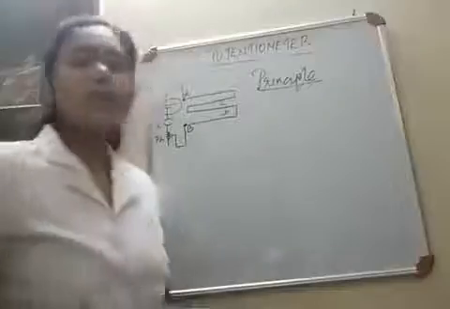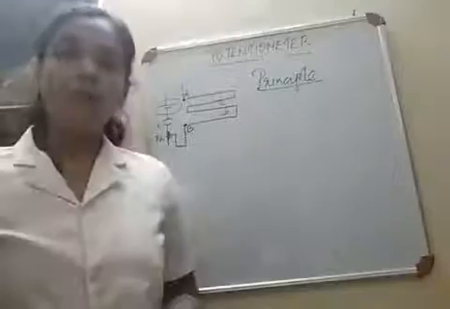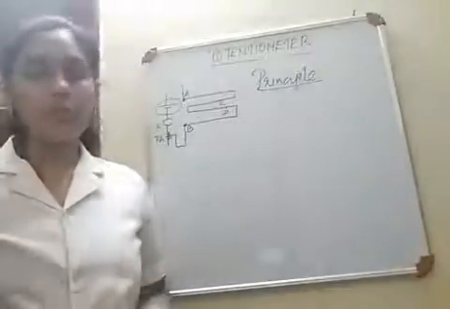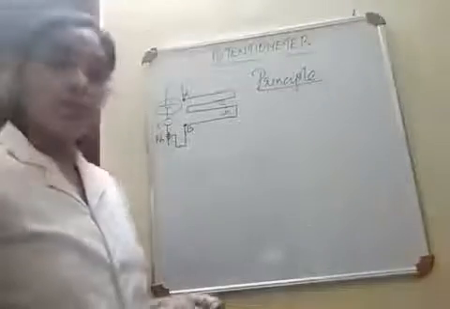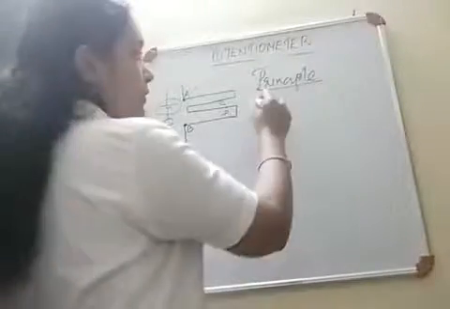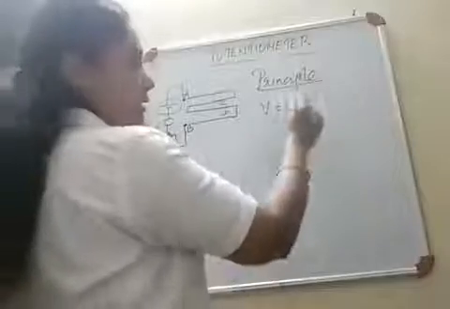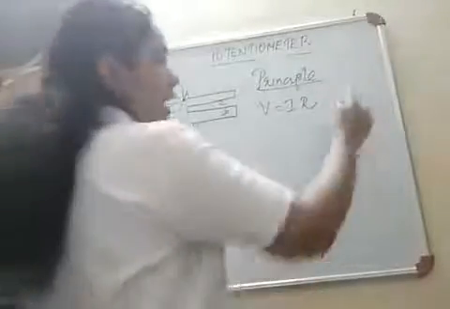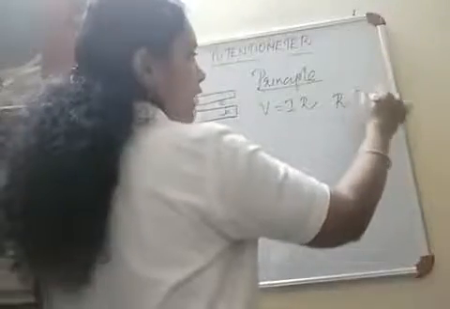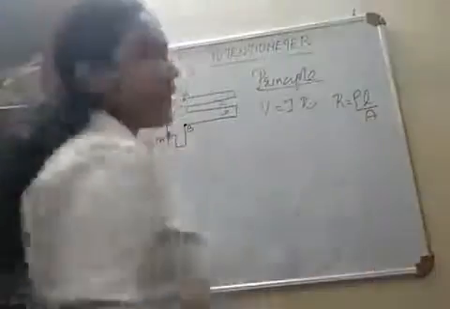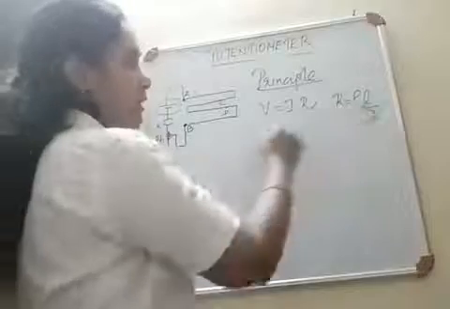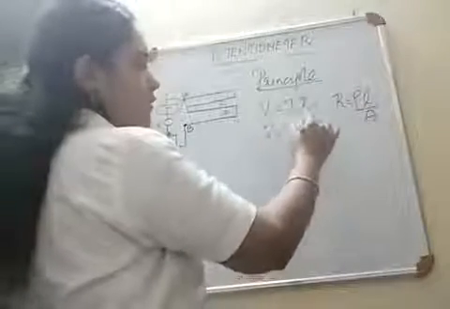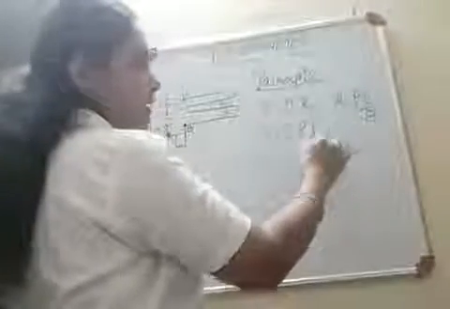Okay, children, let's discuss the principle of the potentiometer. For that we are using the Ohm's law expression. We know the voltage across a conductor will be equal to I into R, right? And we already know the expression for R, that is rho L by A. So substitute that expression here. So we will get V equal to I into rho into L by A.